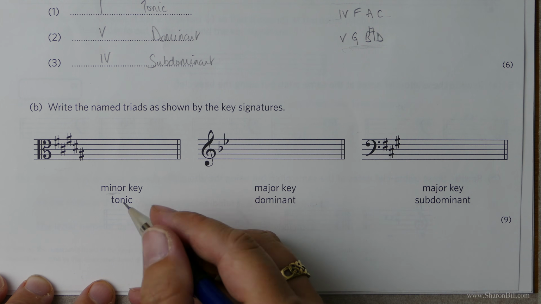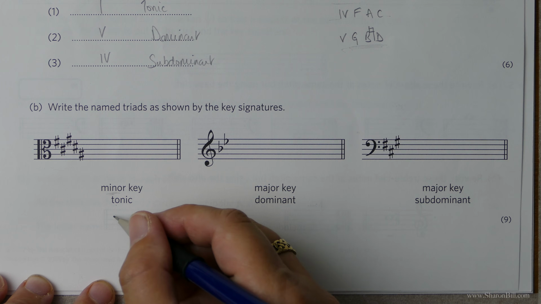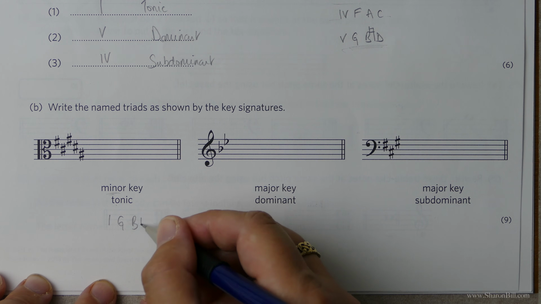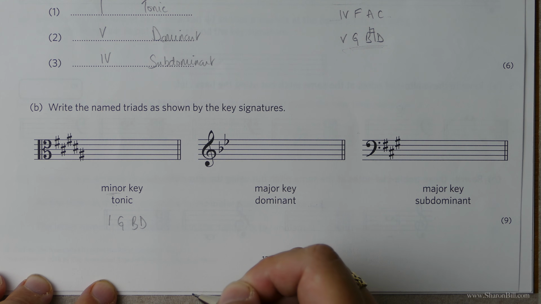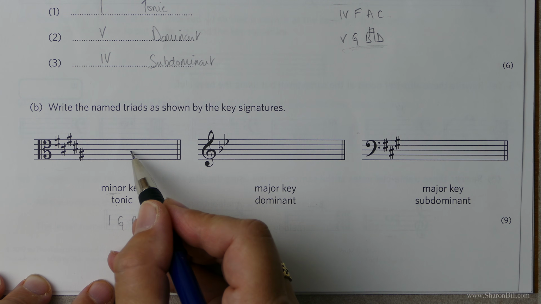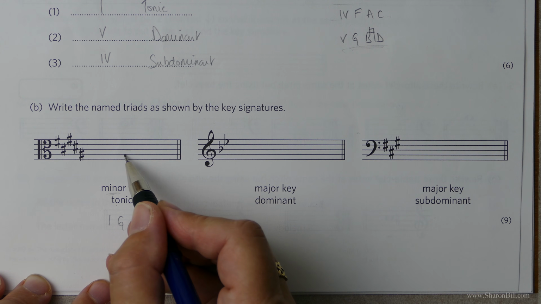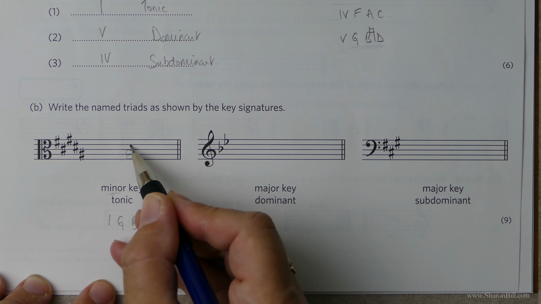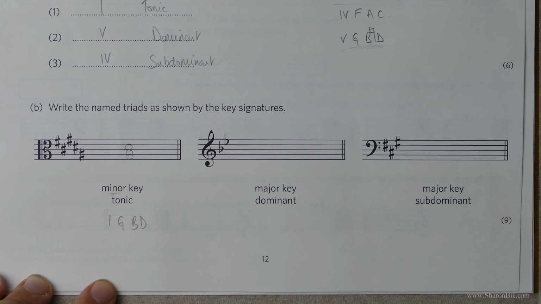So G sharp minor, the tonic of that is chord 1. So straight away we know it's going to be G, B, D. The key signature will take care of all the rest of it. And so we know that this is G, B, and there's the D just next door to the middle C, so we know that's right.